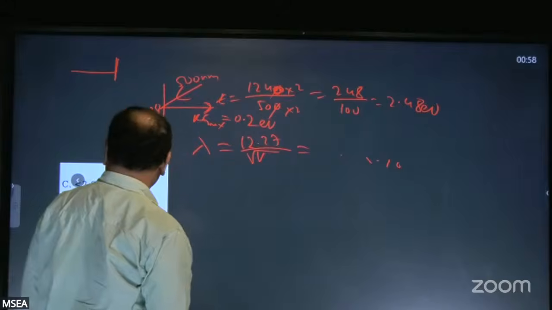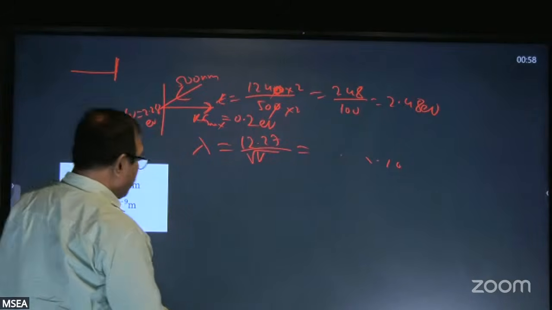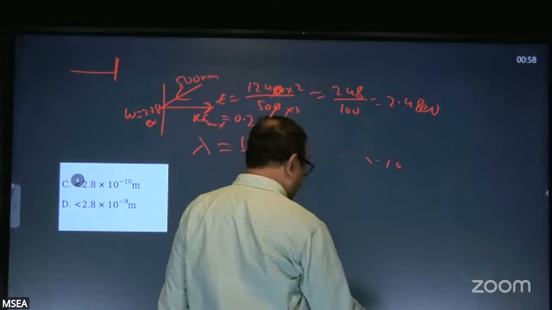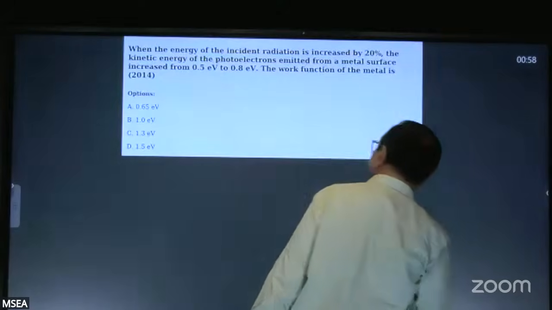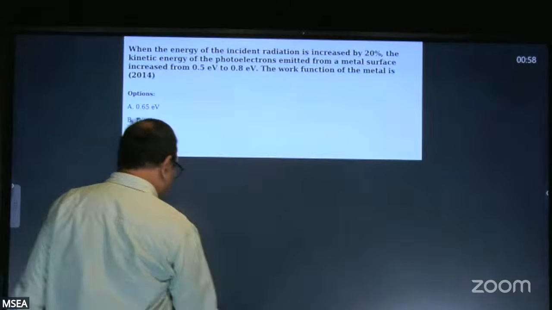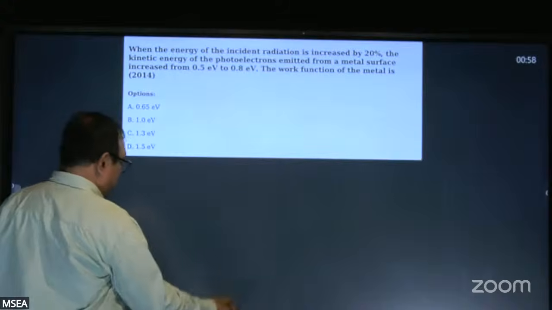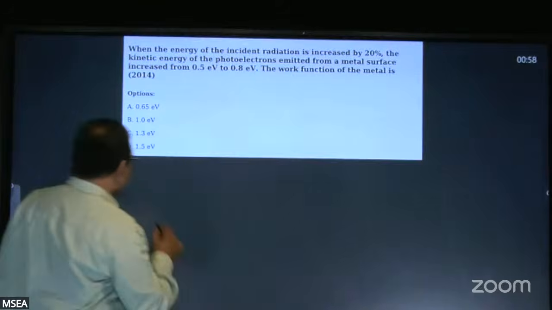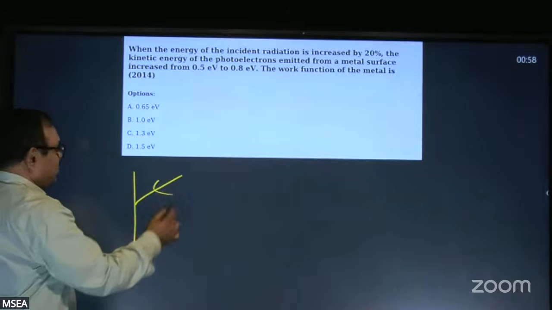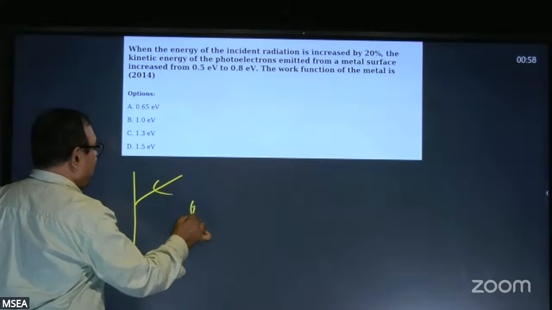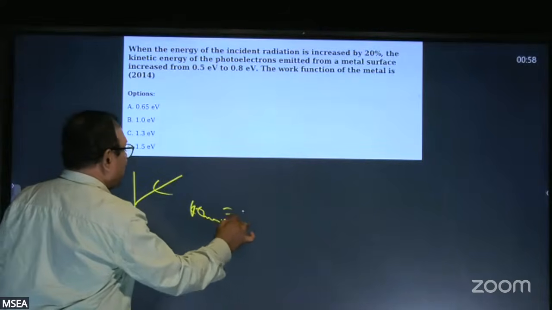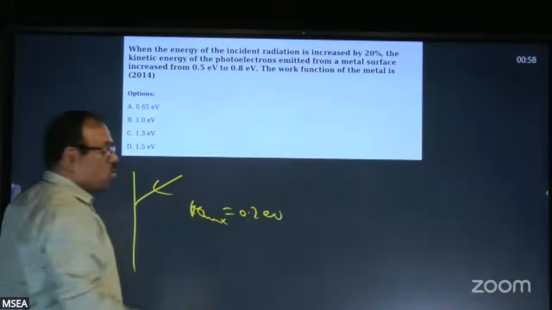Okay. Right. No problem. So let it be that. Now, let us take what we previously discussed here. Just now we have discussed here: Ke max is equal to what we got, 0.2 electron volt.